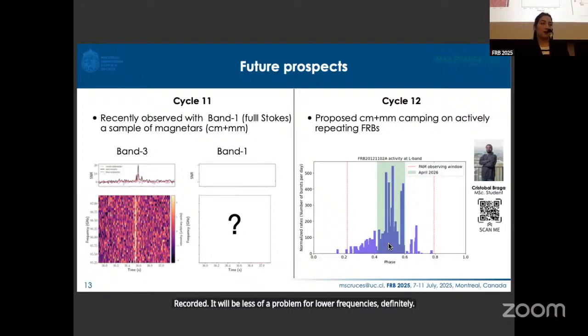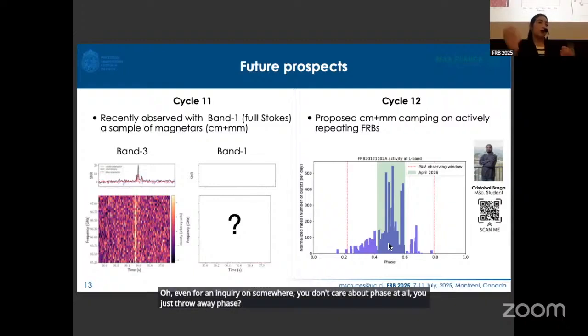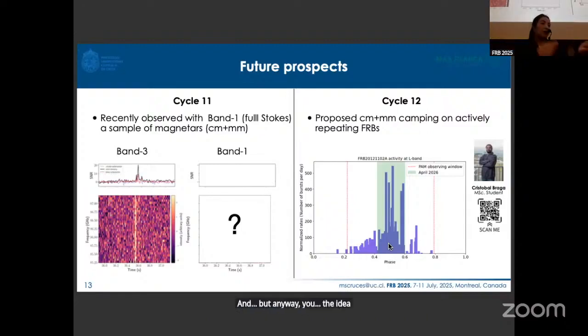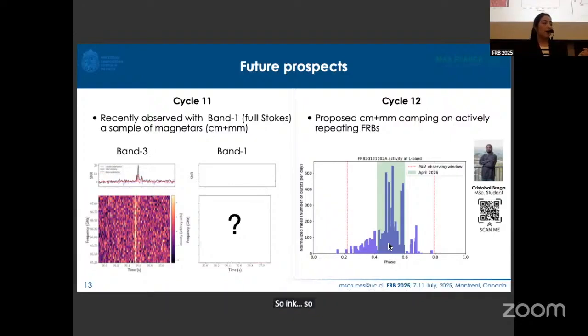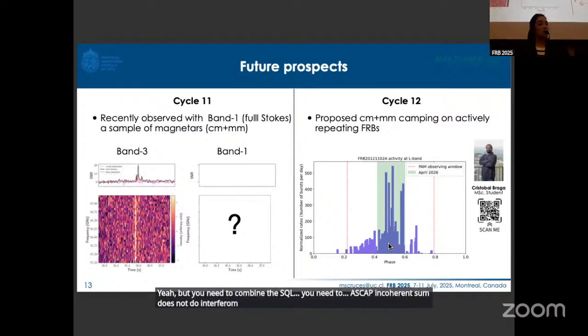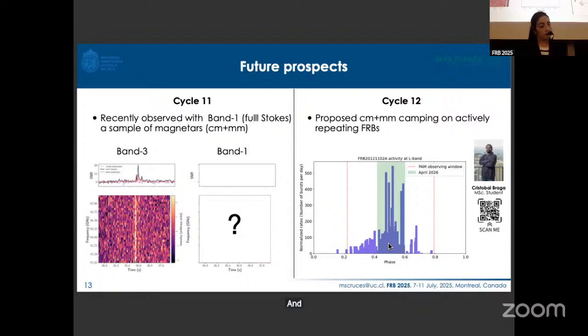Oh, even for an incoherent sum where you don't care about phase at all, you just throw away phase? But anyway, the idea will be to sum the signal of the different antennas, right? So with no phase information. Yeah, but you need to combine the sequence. So the ASKAP incoherent sum does not do interferometry. So you take a factor of root N antenna. So you lose a factor of 7 in sensitivity, but you gain the full field of view.